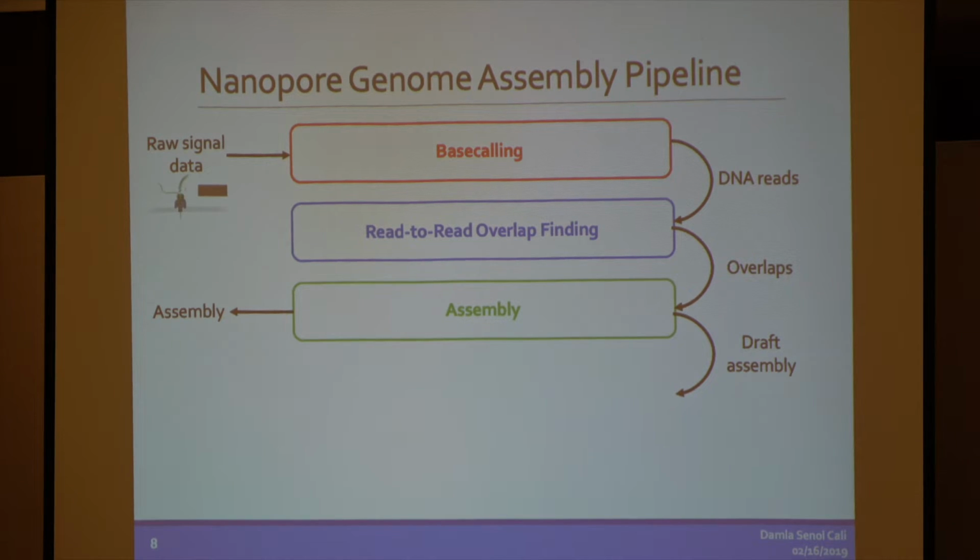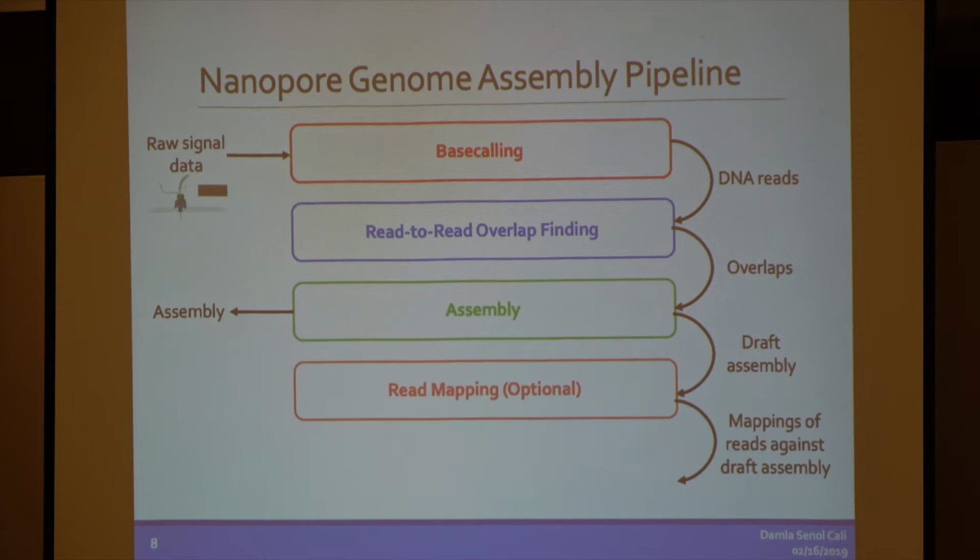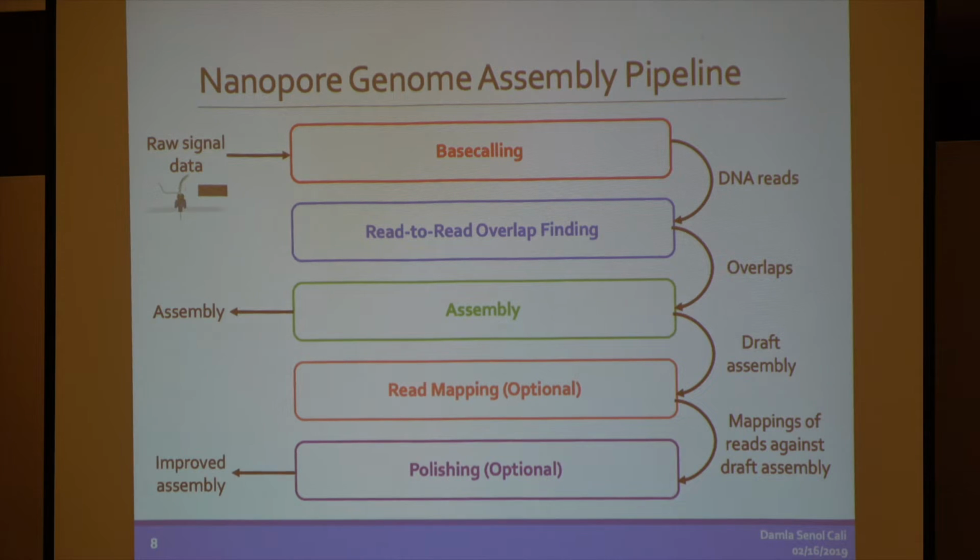But if we are not satisfied with the quality and accuracy of the assembly, we can further apply optional steps, read mapping and polishing. With read mapping, we map the base-called DNA reads against the draft assembly, and then by using this mapping information, further polishing is applied. But these last two steps are optional.